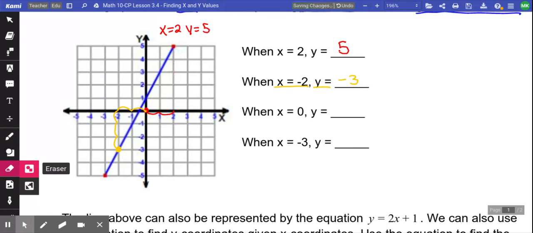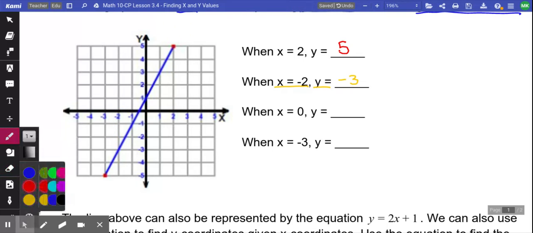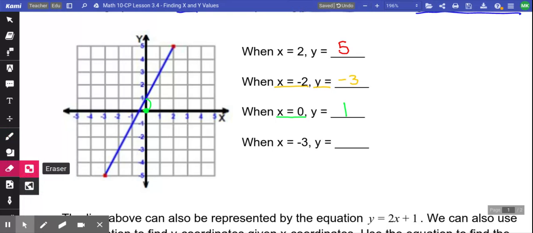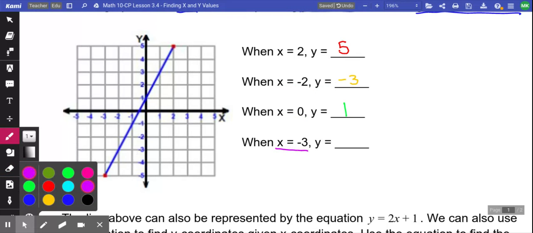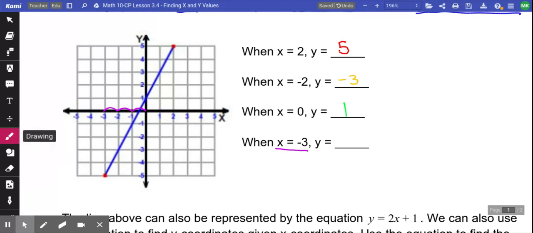Awesome. We can do the last two here. This one says, what happens when x equals 0? So you don't go left or right at all from the center. If you went 1 up, that means y would equal 1, and I would be on my graph. The last one, what happens when x equals -3? So if you went 3 to the left, 1, 2, 3, how far up or down would you have to go to hit the line? Well, I'd have to go down 1, 2, 3, 4, 5. And I get that point right there at -5.